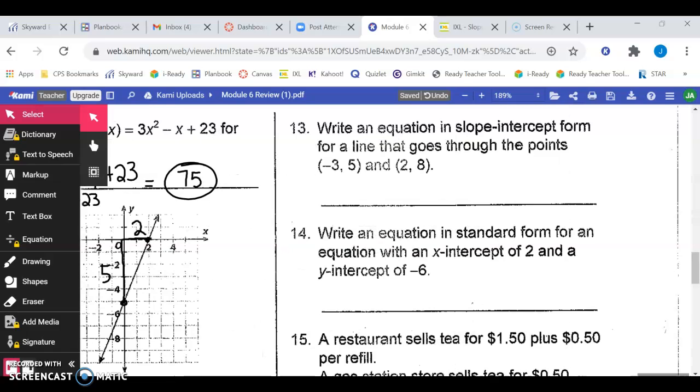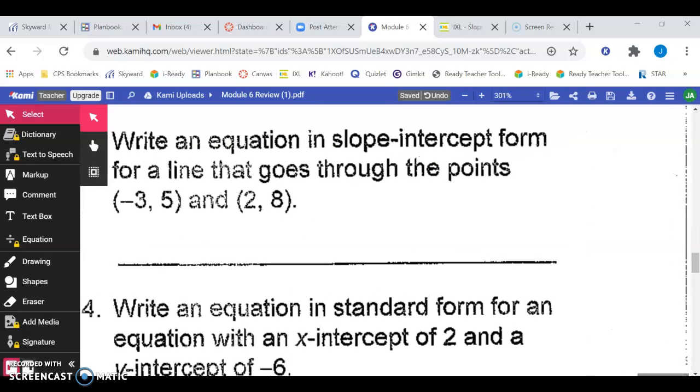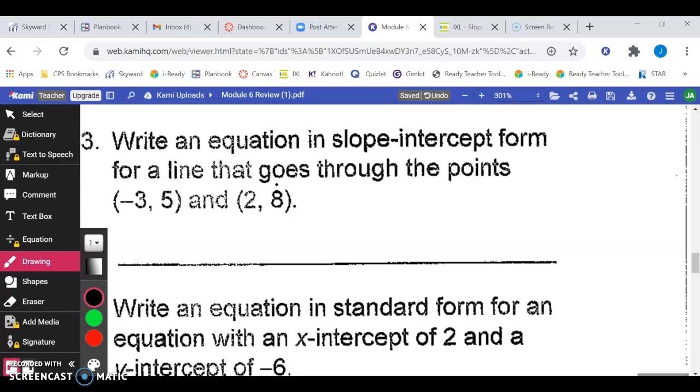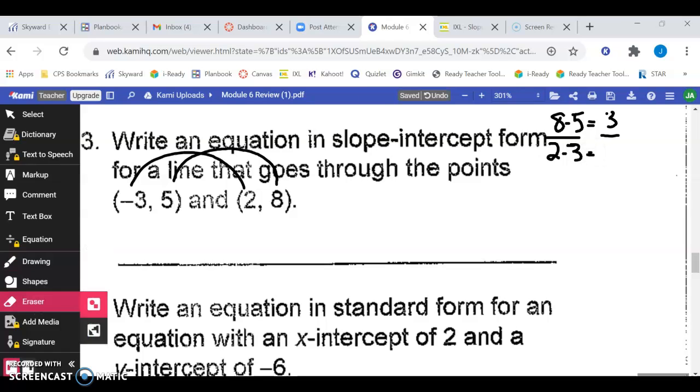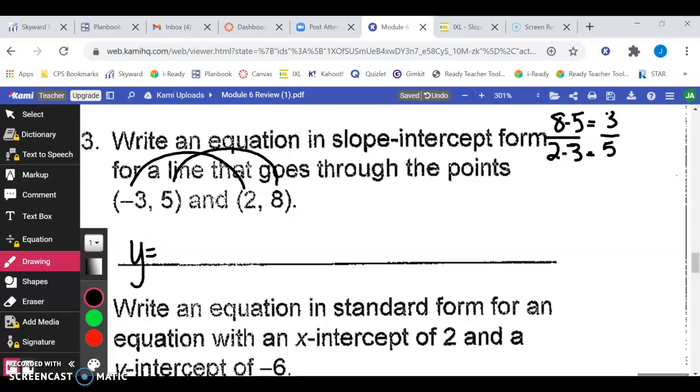Number 13, write an equation in slope-intercept form for the line that goes through these 2 points. So we have to find the slope first. So remember y2 minus y1, so 8 minus 5 gives us 3, and then 2 minus negative 3. And that would be not negative 2. 2 minus negative 3 would be 2 plus 3, and that would be 5. So far we know y equals 3/5 x.